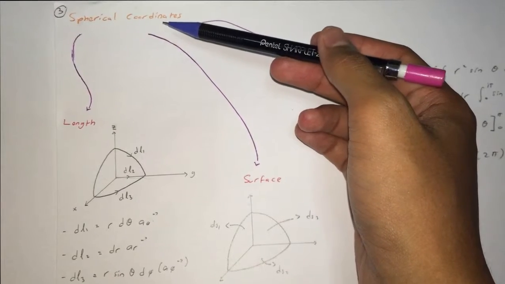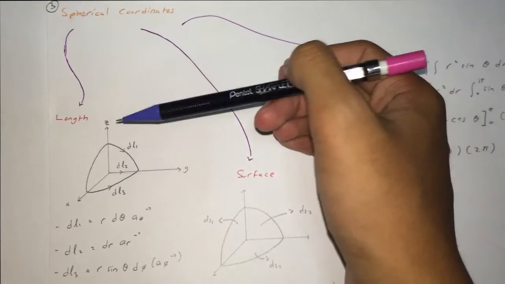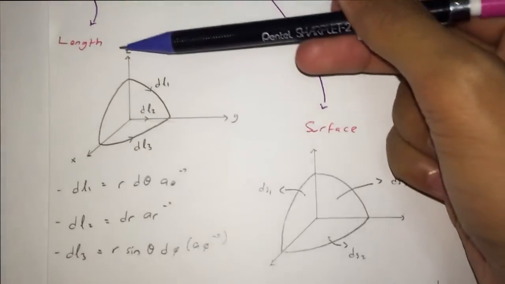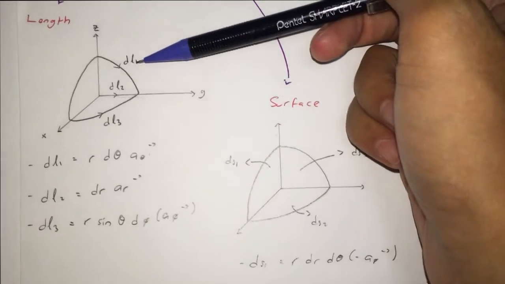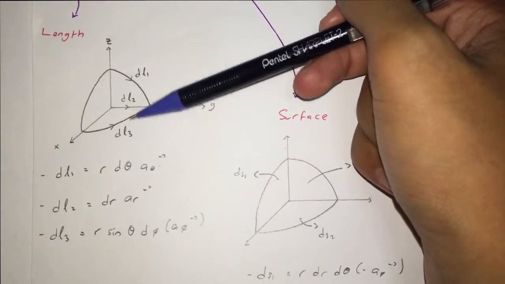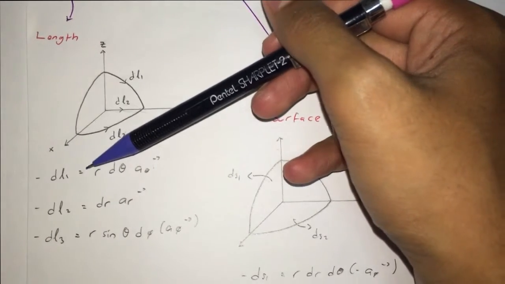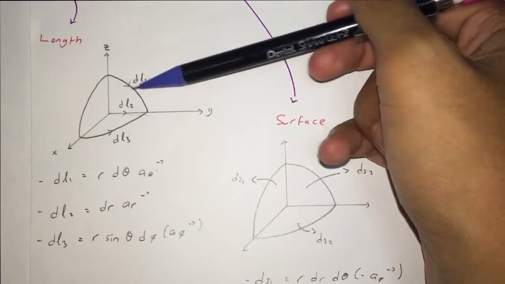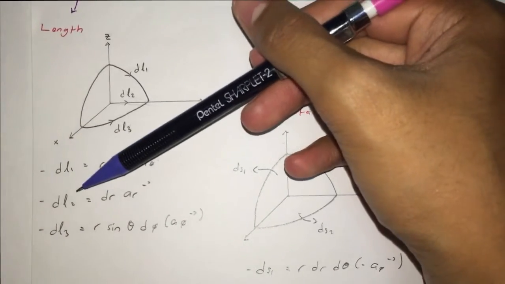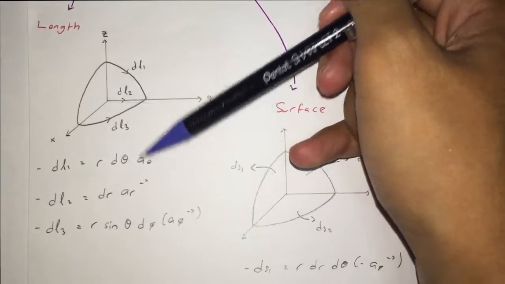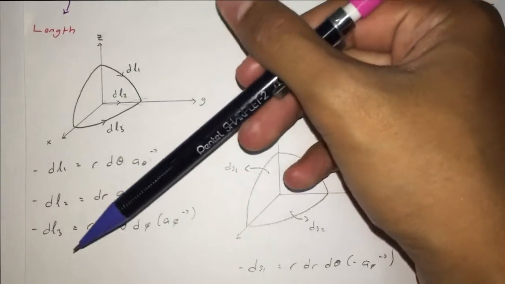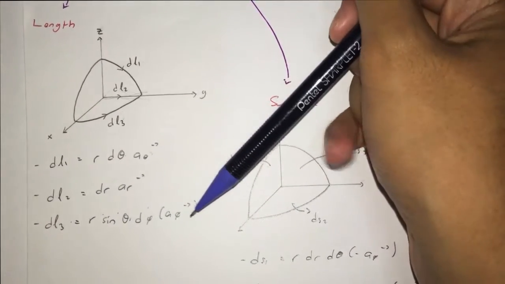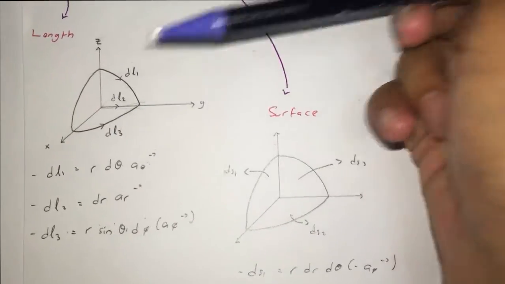Next is spherical coordinate for differential. It also has three: length, surface, and volume. Okay, for the length, I have three examples here: the L1, the L2, and the L3. For the L1, we got r d theta and a theta because it lies on theta path. For the L2, we get dr, ar because it is on r path. And for the L3, we got r sin theta d phi and a phi because it is on phi.